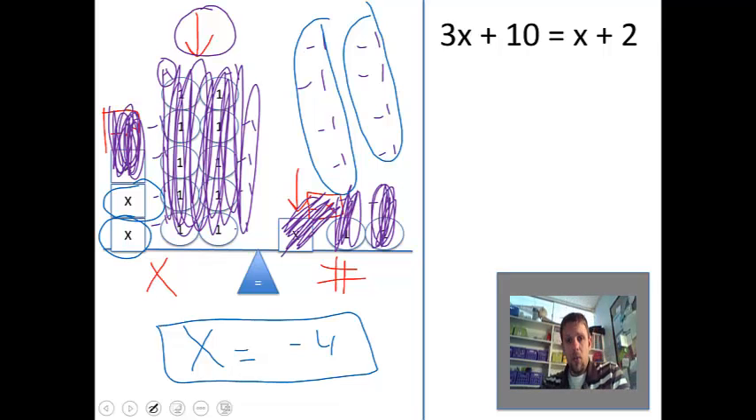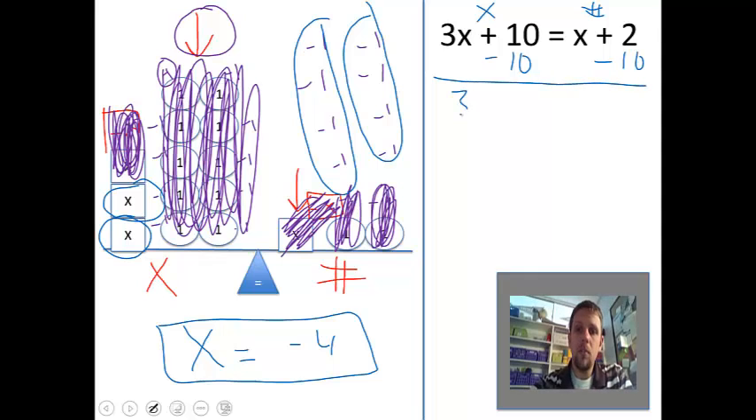Now, how an algebra student solves this is without a lot of pictures. So they still identify, this is the same equation. They say, the left side has more x's, so this is the x side, and this is the number side. So they isolate the variable. They get rid of the 10. Whatever you do to one side, you have to do to the other. So I'm left with 3 x's over here. This cancels out. I'm left with an x. And then 2 positives with 10 negatives is just a negative 8.